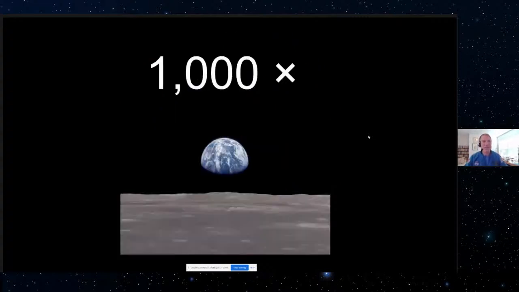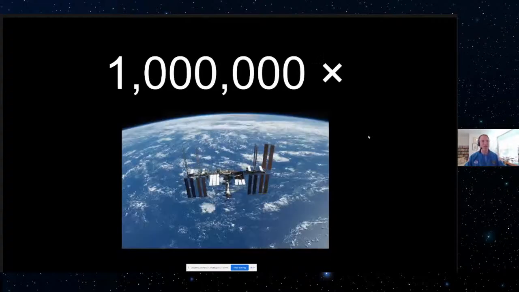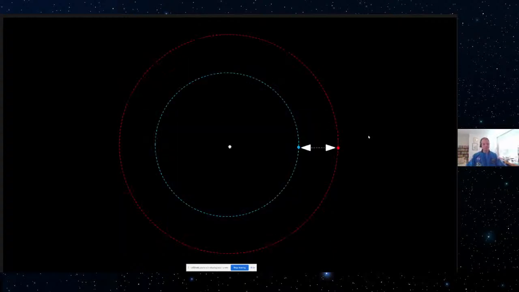Now, we're talking now about a trip scale of hundreds of millions of miles, or 1,000 times further into space than the moon, or 1,000,000 times further into space than the space station. Getting to the space station is pretty hard. Mars is 1,000,000 times further. So, Mars is a long way away.